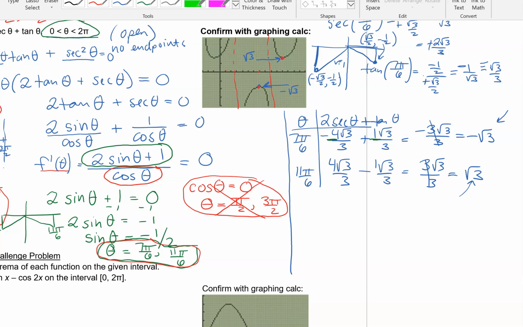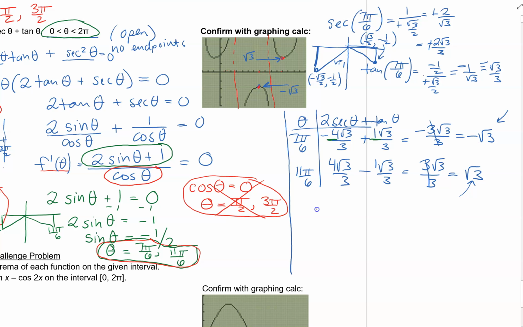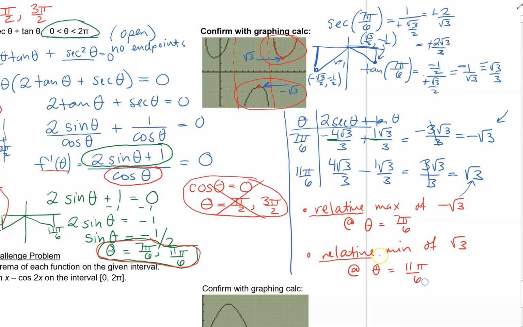So it turns out we had a relative max of negative rad 3 at theta equals 7 pi over 6, and a relative min of positive rad 3 when theta is 11 pi over 6.